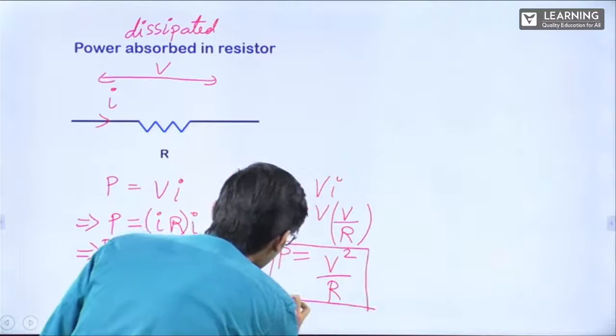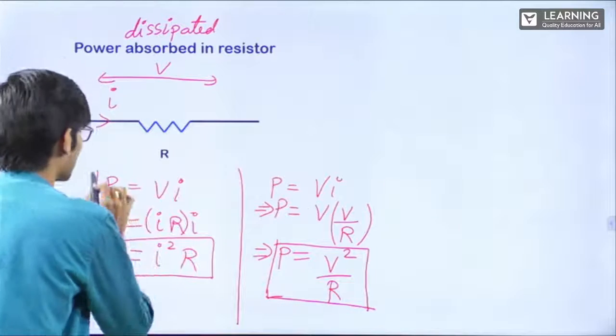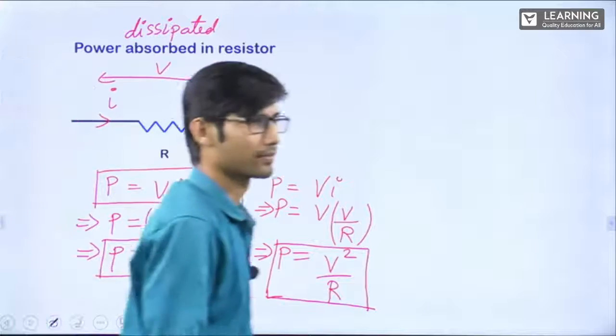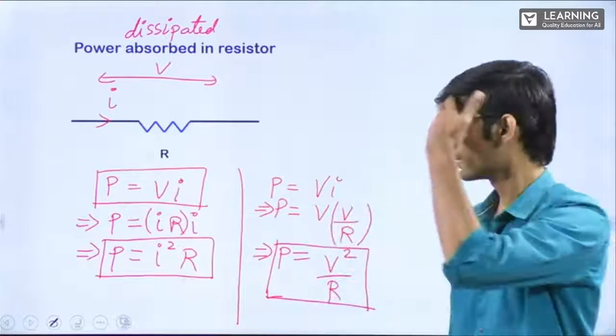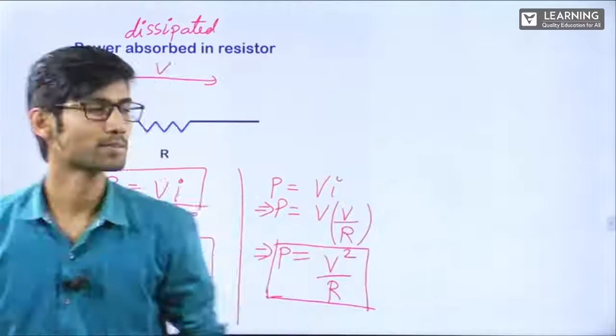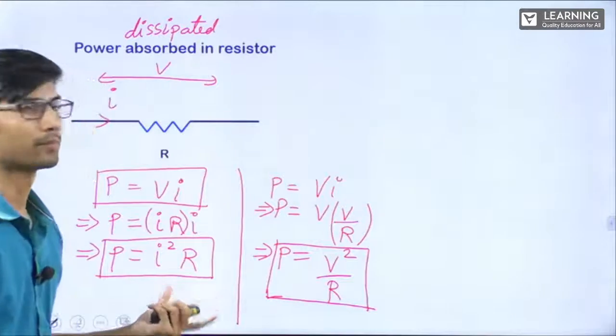So there are total three formulas. This, or this. Okay, note it down. Power dissipated in resistor.